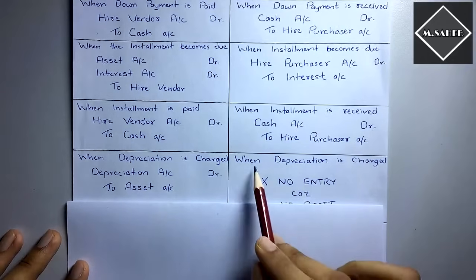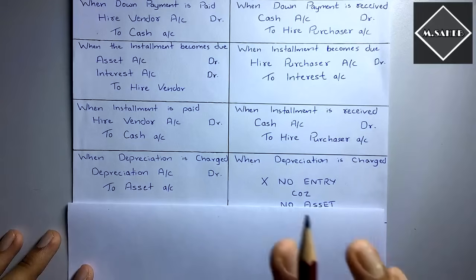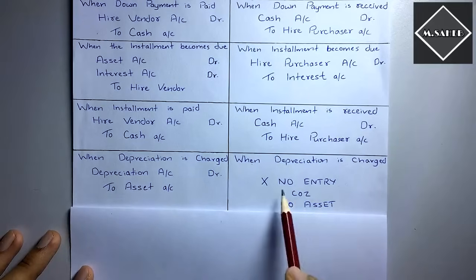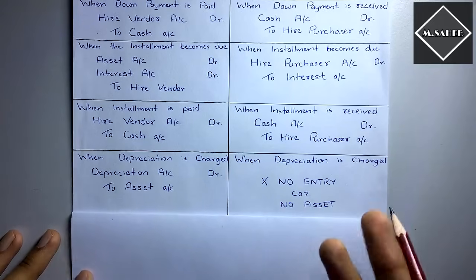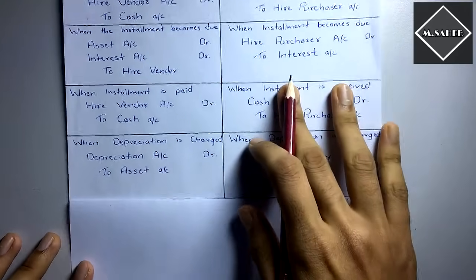But here, I've just written this, but depreciation is not charged over here, so no entry, because there is no asset there, how can depreciation be charged, right? So no depreciation, no entry. All right, now let's move on.